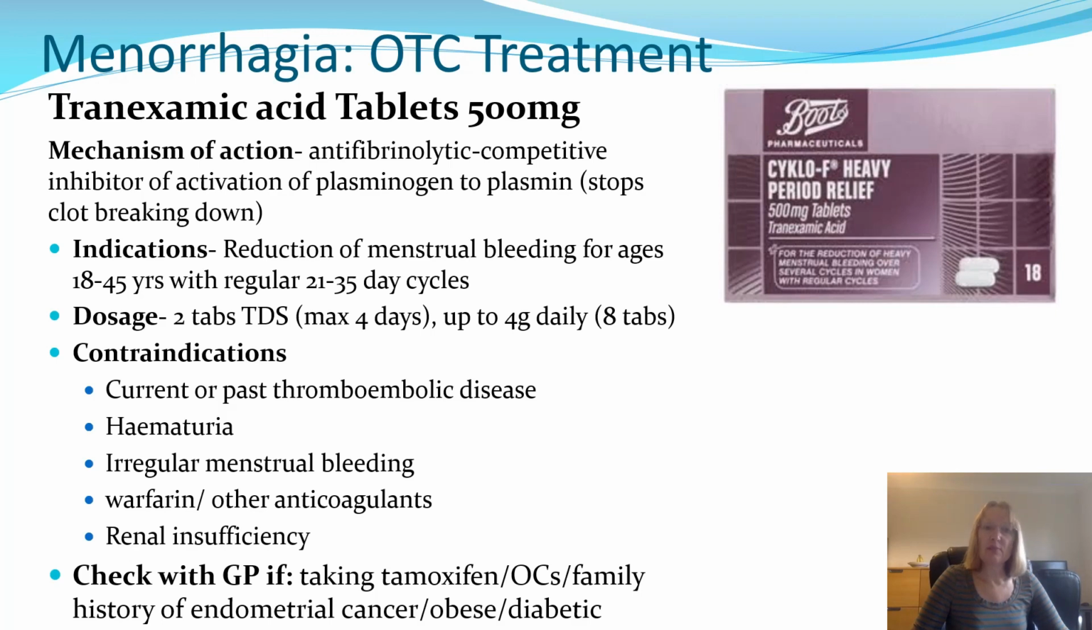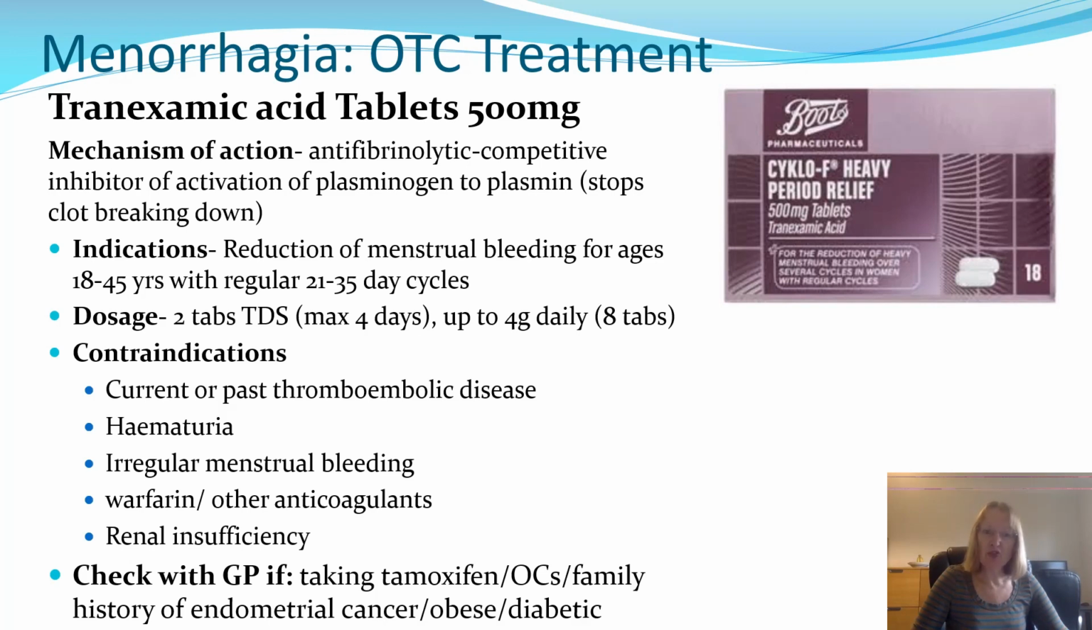So it can be used to reduce menstrual bleeding for people aged 18 to 45 who have regular cycles. And there's a dosage there, I don't expect you to remember that. But it's contraindicated to give this to a number of people, and one of them is those with current or past thromboembolic disease. So this is people who've got a problem with blood clots anyway, you would never want to give them tranexamic acid because it was more likely to induce them to have a thromboembolic event. Hematuria is blood in your urine, and you don't give it to people with that.